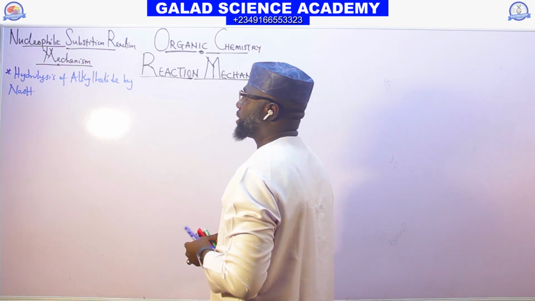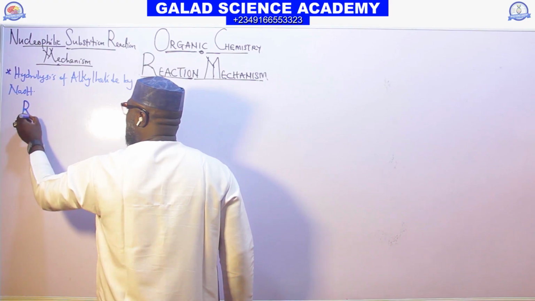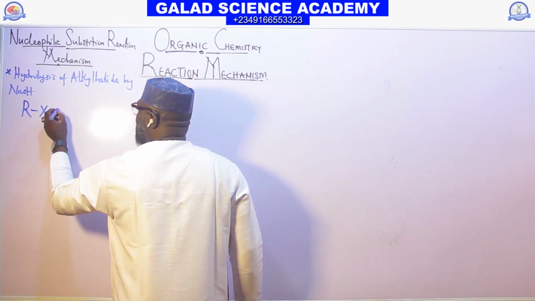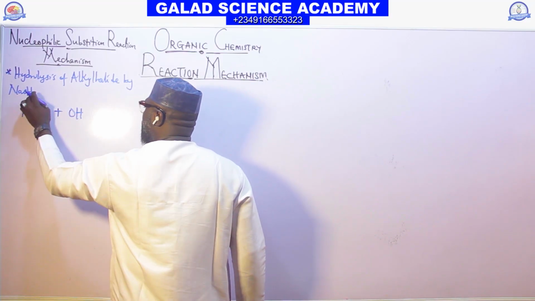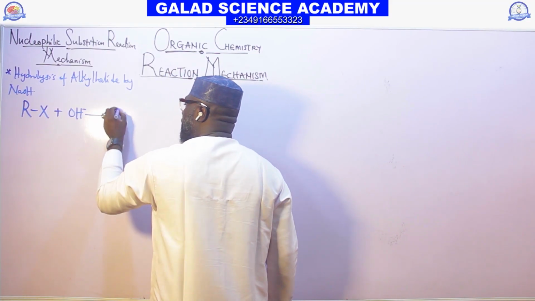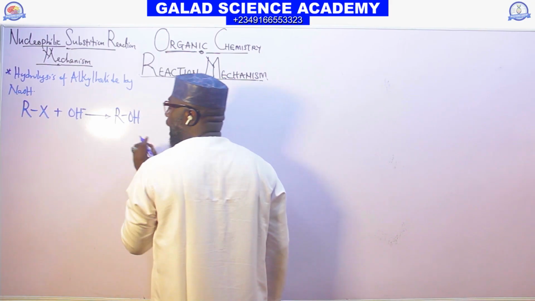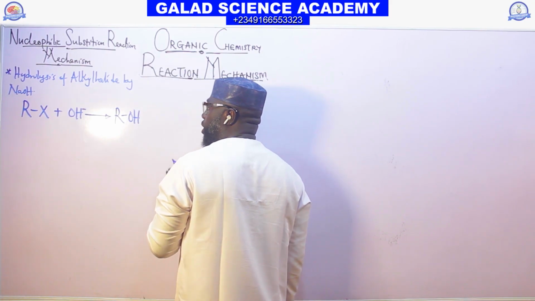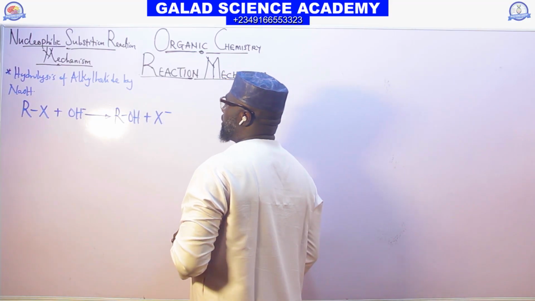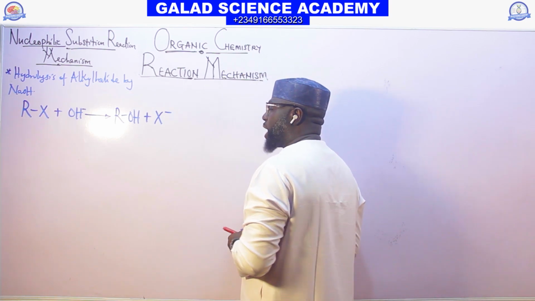Look at it. Now, an alkyl halide is known as what? RX. Hydrolysis with sodium hydroxide. Take this OH out of it. So the product, it will give us an alkanol plus X minus.